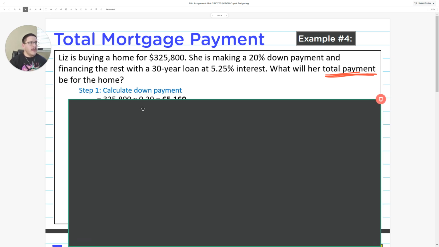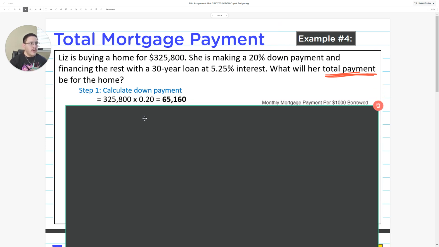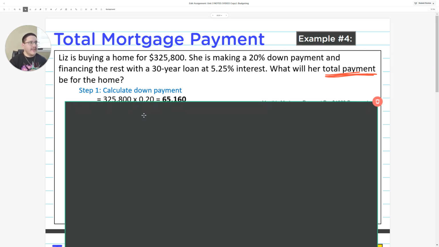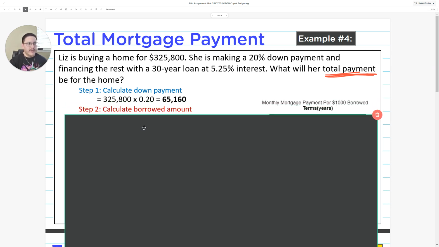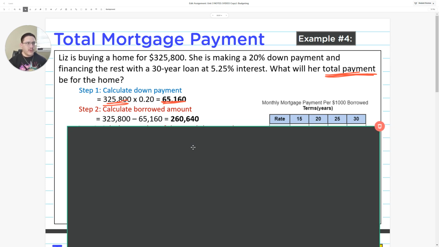So step 1, calculate the down payment. We take the 20% of the cost of the home. So $325,800 times 0.2 is $65,160. Step 2, calculate the borrowed amount. We're going to subtract these two numbers from each other, and we get $260,640 that's going to be financed for the purchase.